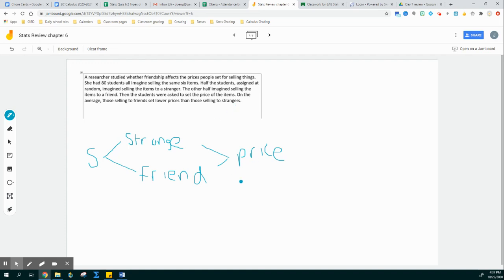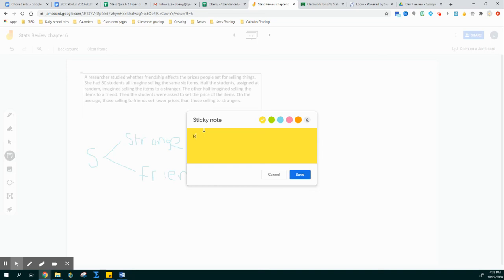So what kind of experiment is this? Did I break these subjects up by any blocking variable first, or did I just split them directly into the 2 treatments? I just split them into the treatments. So this is going to be a randomized design.